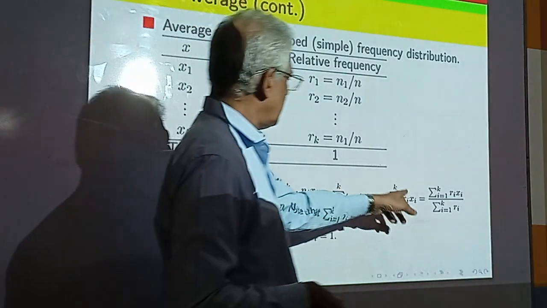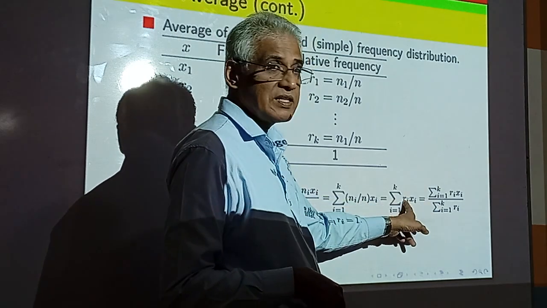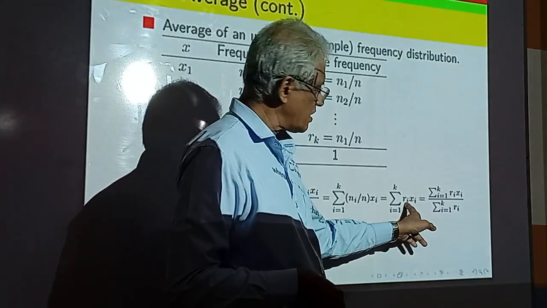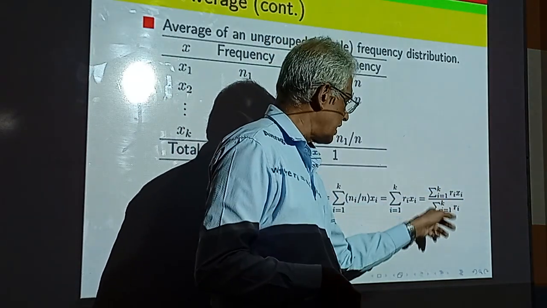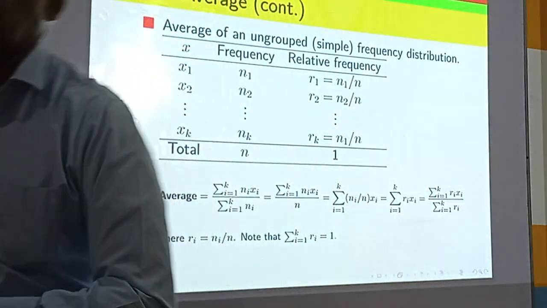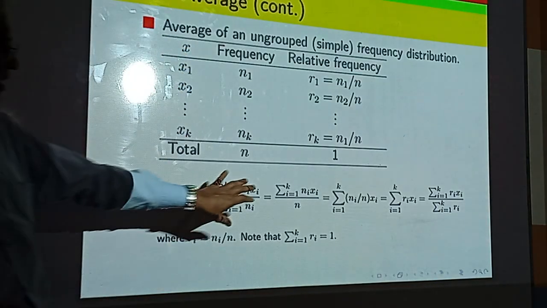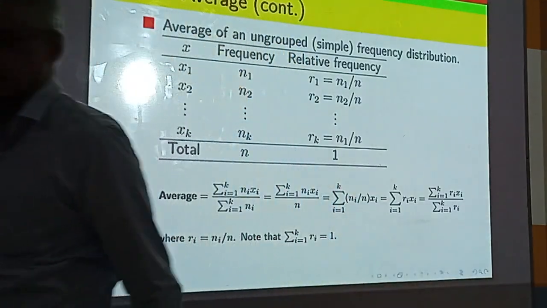And this is also a weighted average because you know that the sum of ri is equal to 1. So if you consider ri as a weight, this term is this one, but then it is like dividing by the sum of ri, because the sum of ri is equal to 1. So you can consider the average of this distribution as a weighted average in this way, or weighted average this way.